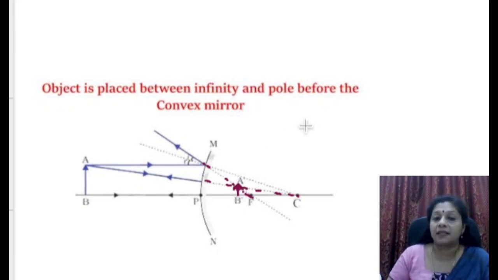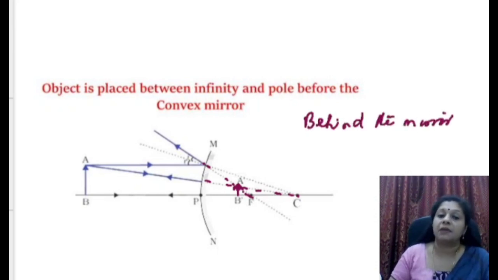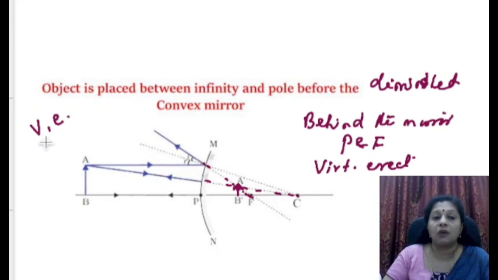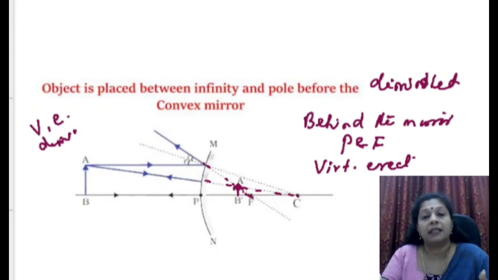So the image, where is it formed? Behind the mirror, right? Between P and F. What is the nature? It is virtual and erect, because they are not actually meeting. Then next, it is diminished. So if you compare with the concave mirror, we saw here only a virtual and erect image is formed, also only a diminished image is formed. So if an image is virtual and erect only, then it is our convex mirror, and if it is always diminished, that also is a convex mirror.